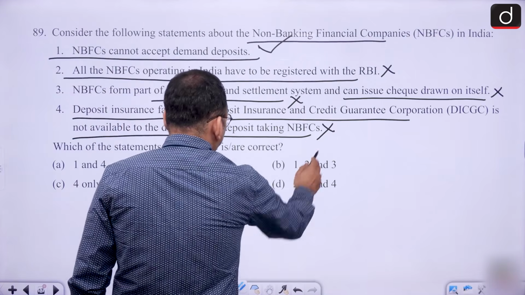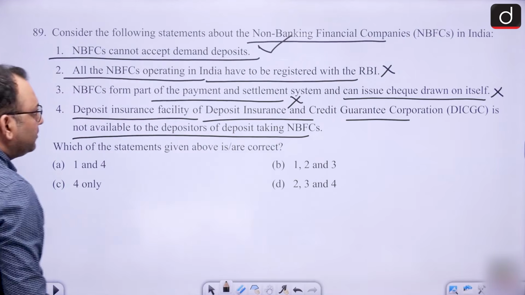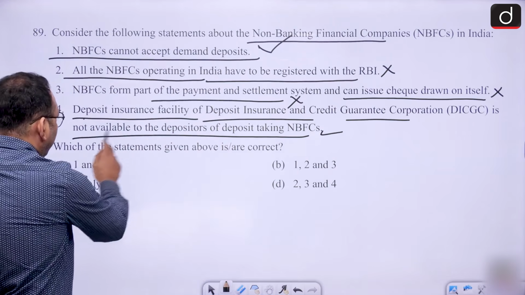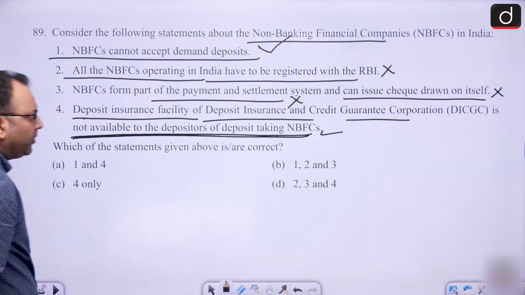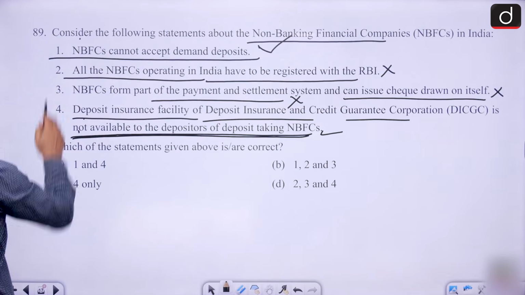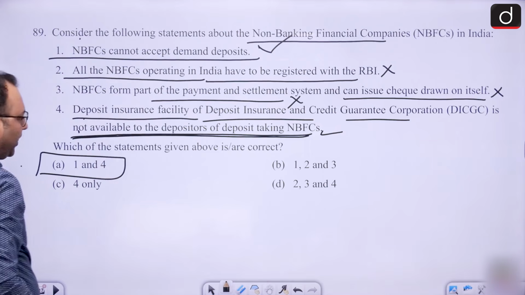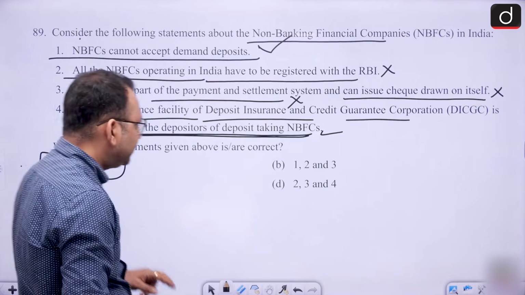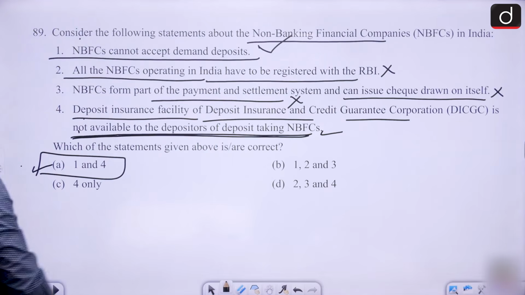In fact, let me correct this thing. This is true, because this says that this is not available to the NBFC. It's true. So this is true and this is true. Answer becomes 1 and 4, because deposit insurance facility is actually not available. So this statement is correct here. Answer is A, 1 and 4.